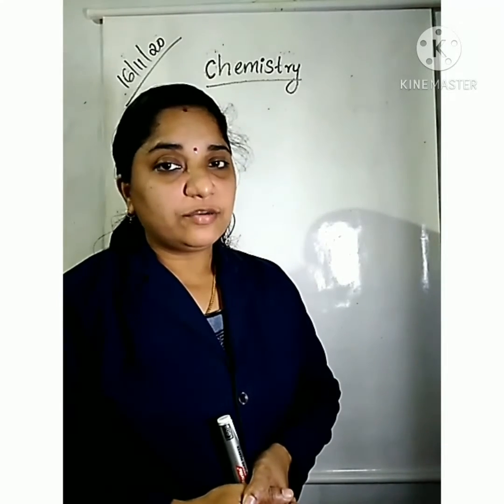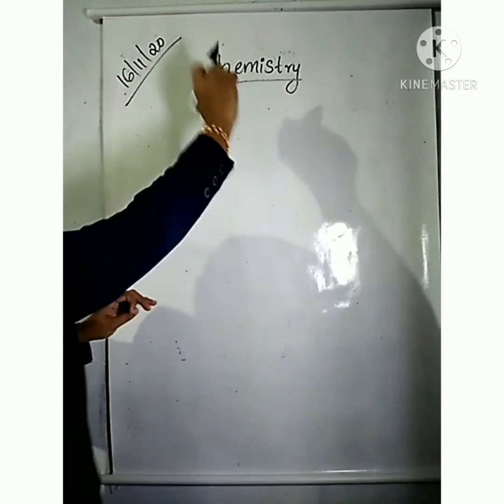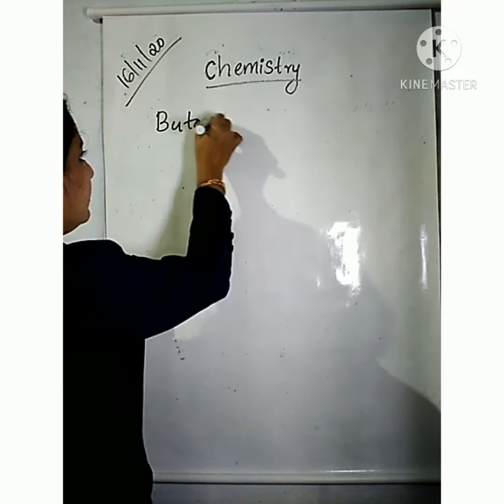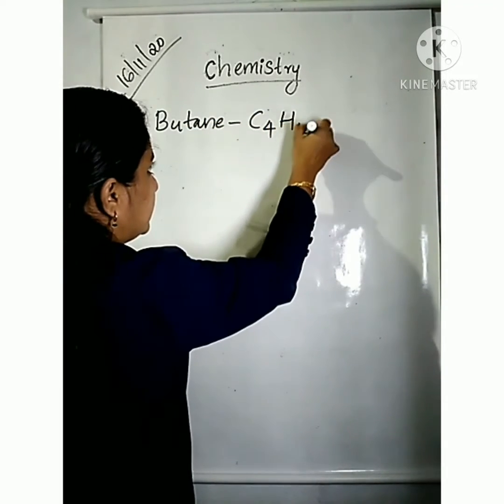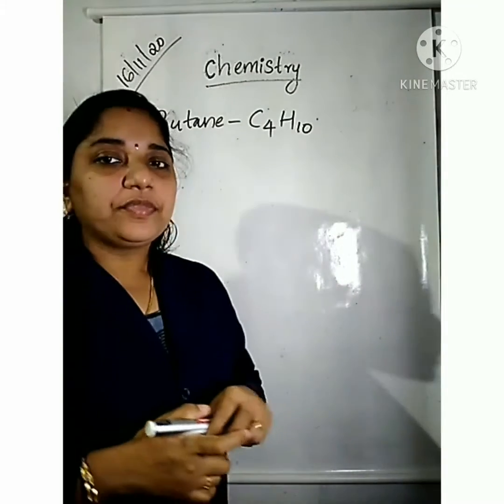What is the molecular formula of butane? Just we draw the structure. What is the molecular formula of butane? Yes, C4H10. C4H10 is the molecular formula of butane.